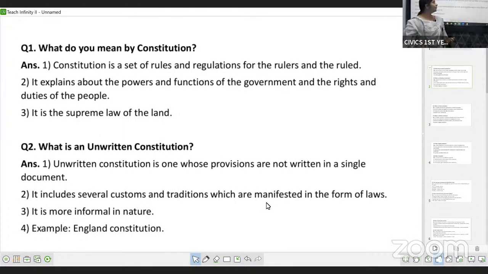So we were dealing with very short answers. We have discussed very short answers till chapter 9. We'll continue with very short answers from chapter 10. Chapter 10 is Constitution.